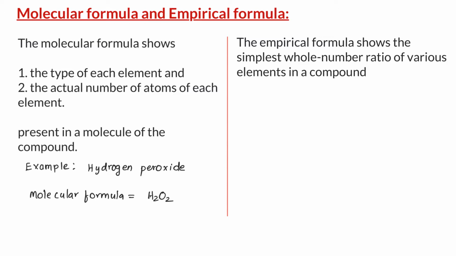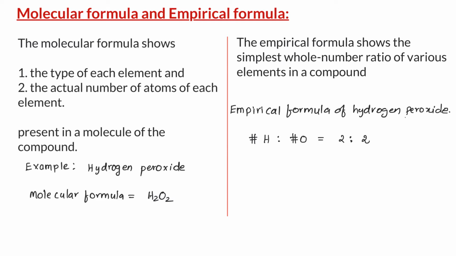Now let's calculate the empirical formula for this molecule. The ratio of hydrogens to oxygens in this molecule is 2:2. To reduce this ratio to the simplest whole number, we divide all the numbers by the smallest one. This reduces the ratio to 1:1. Therefore, the empirical formula is H1O1 or simply HO.